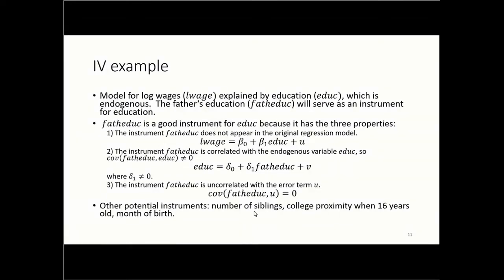Now, one of the toughest choices in econometrics is picking good instruments, and typically it's very hard to either find good instruments or justify why the instrument that someone uses is a good instrument. That's really the biggest challenge of applying the IV approach. So again, let's assume that father's education is a good instrument for education and proceed in estimating these models.